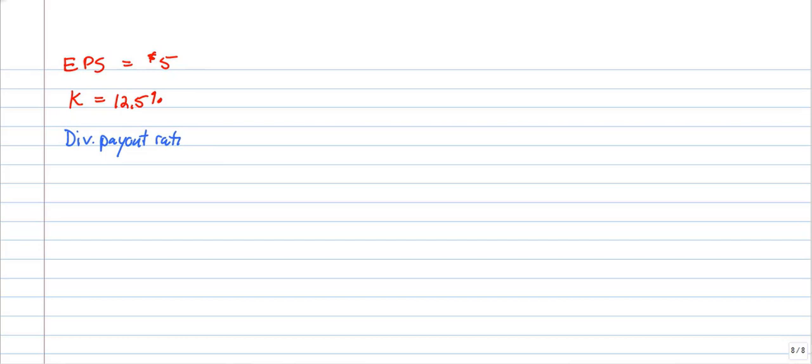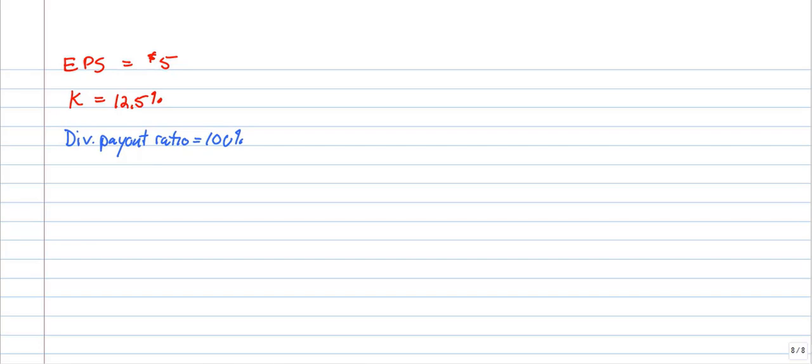A dividend payout ratio equal to 100%. So what that means is, each period, this particular firm is generating earnings of $5. So if they are paying out 100% of their earnings in the form of dividends, then their dividends are going to equal $5, right? If they made $5 and they pay 100% out to shareholders, then the dividends are $5 per share.